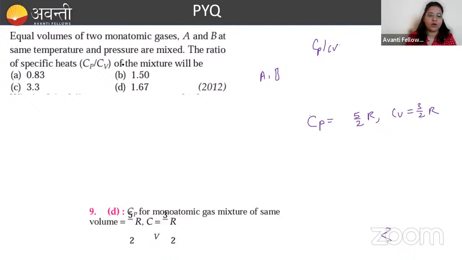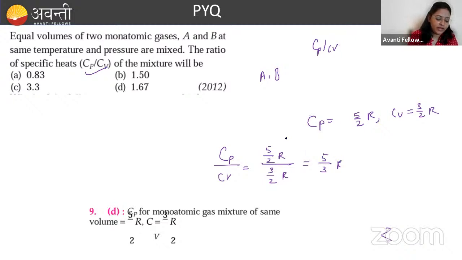We need to find Cp by Cv. What is Cp by Cv? 5 by 2 R divided by 3 by 2 R. R will cancel, and we get 5 by 3. So what will be the answer here? 5 by 3, how much will it come? Among A, B, C, D, very simple. It is 1.6. So that's why the answer will be D. Simple problem, right?